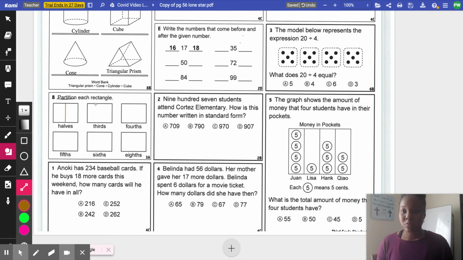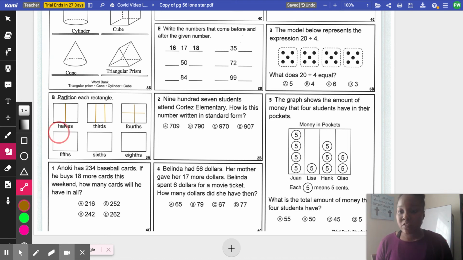Okay. The next one is thirds. So we're going to cut these into 3 pieces. I'm going to try to do this as straight as I can. Trying. All right, the next one is fourths. That means it's going to have 4 pieces. The next one is fifths. That means it's going to have 5 pieces.